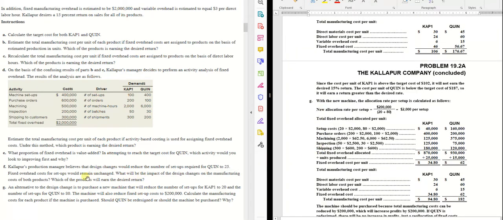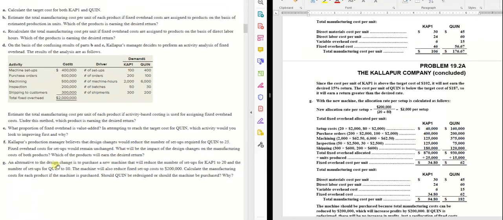All right, G, as the alternative to design change is a purchase of a new machine that will reduce the number of setups for Cap to 20 and the number of setups for Quinn to 80, okay? So we've got Cap's 20, Quinn is 80. The machine will also reduce fixed setup costs to 200,000. Calculate the manufacturing cost for each product, okay? So notice that I just go through the ones that I've changed.